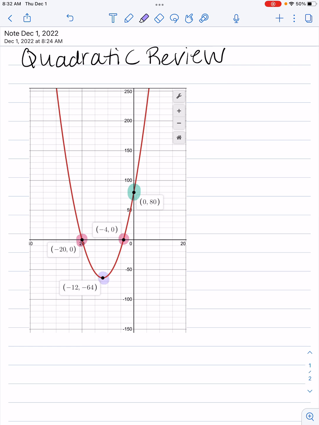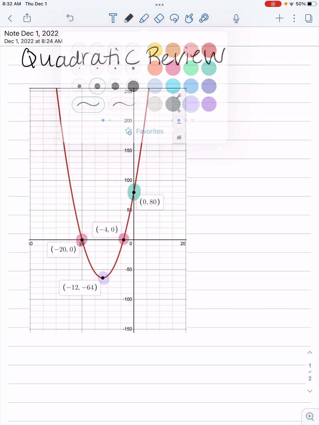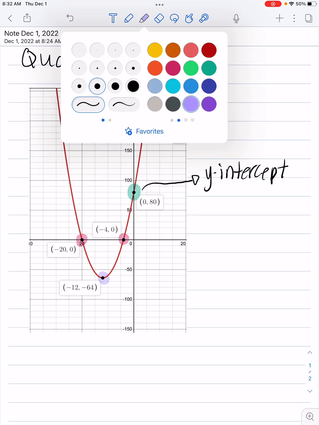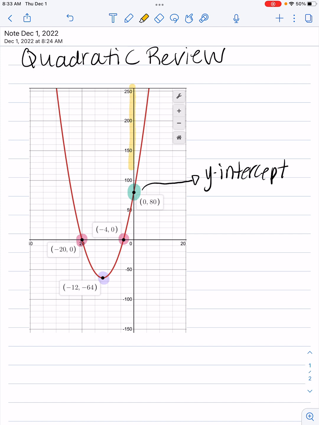Okay, here are the 3 key parts. So let's look at this green. This is our y-intercept. This isn't a new concept. You should be familiar with the y-intercept. It's where the line crosses the y-axis. Remember that this line right here, this is our y-axis. So wherever that line goes through and crosses the y-axis, that's our y-intercept.